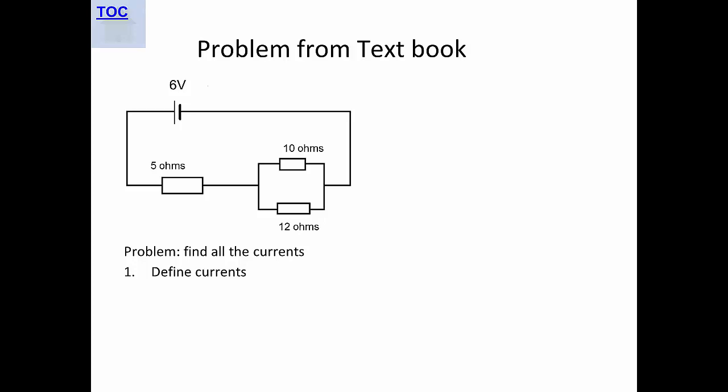There's a current coming in from the left there, and that splits into current, so we call that I1, which splits into I2 and I3. So I1, as it goes in there, is equal to I2 plus I3.